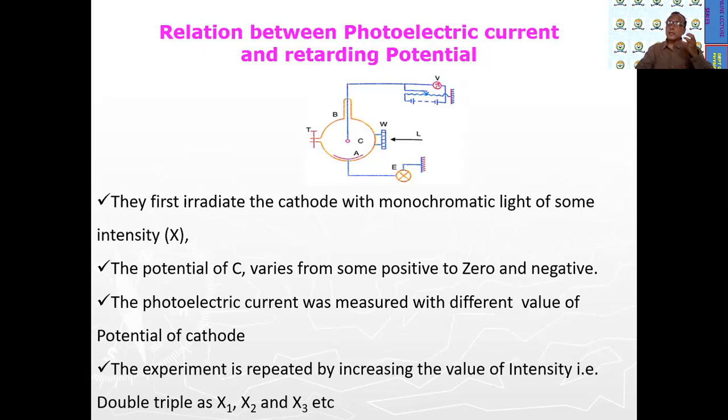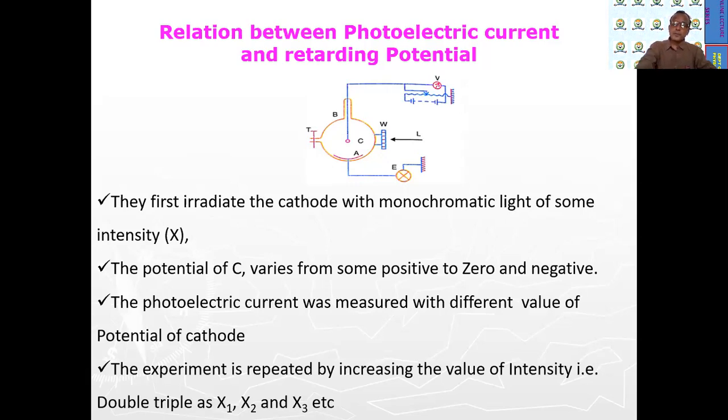Then photoelectric current is generated, and it is measured with the help of the electrometer for different values of cathode potential. That experiment is repeated by increasing the intensity of the light incident on the cathode. First, the intensity of the incident light was x1, the critical potential was, suppose, V0, and the electric current is measured, and then the intensity goes on increasing.